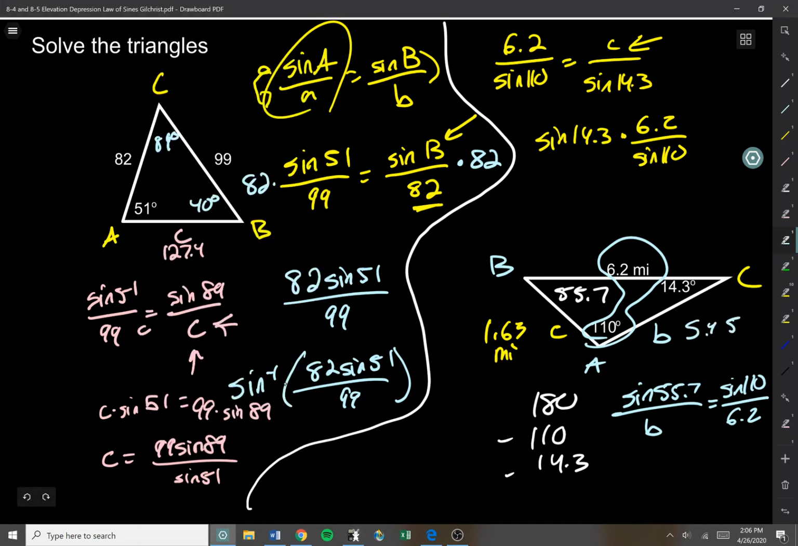Now here's a good check. The biggest angle should go to the biggest distance. The smallest angle should go to the smallest distance. That's what's happening, so that's a good sign things are okay.